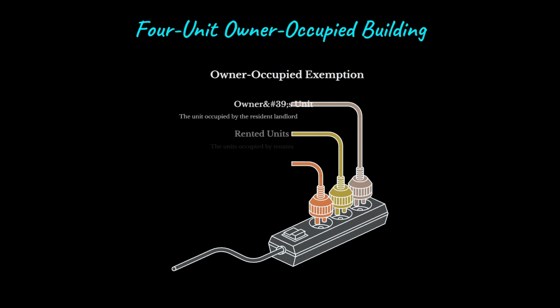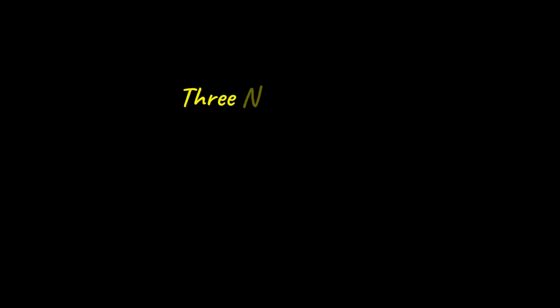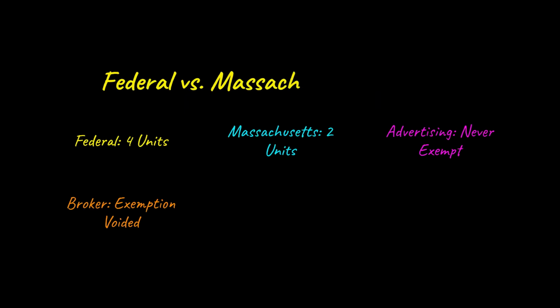Picture a 4-unit building where the owner lives in 1 unit and rents out the other 3. This is the exact structure the federal exemption was written for. The exemption is narrow in 3 crucial ways. First, the building cap is 4 units, not 3, not 10. Second, discriminatory advertising is never allowed, exemption or not. Third, the exemption vanishes the moment a licensed broker enters the transaction.